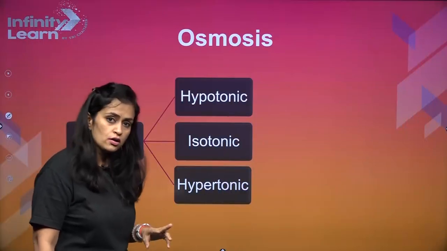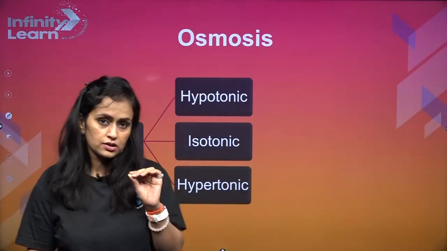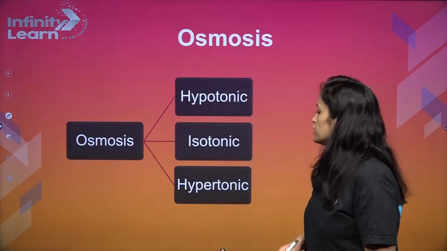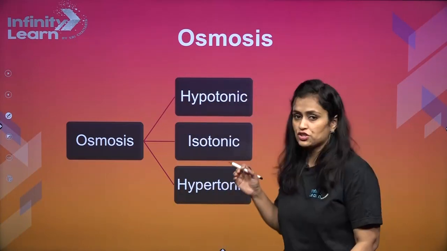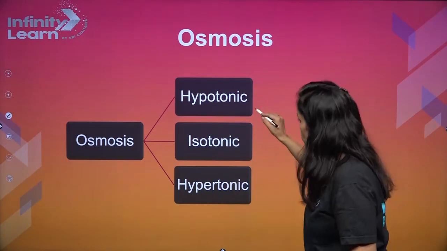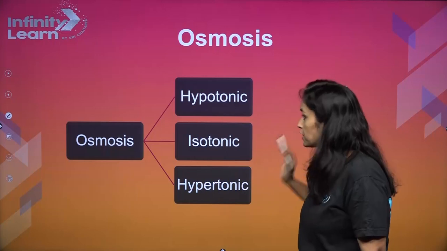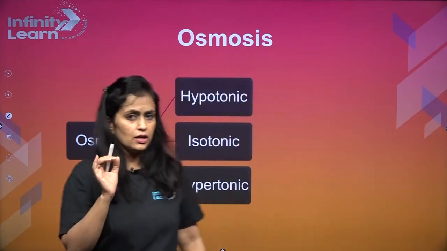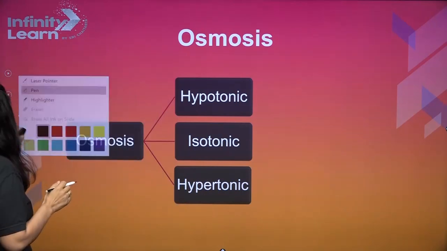Now let's move on to the next type of passive transport, which is osmosis, right? Osmosis is actually possible in three conditions. What are those? Hypotonic, isotonic and hypertonic. Okay, hypo, iso and hyper. One more trick for you people over here.